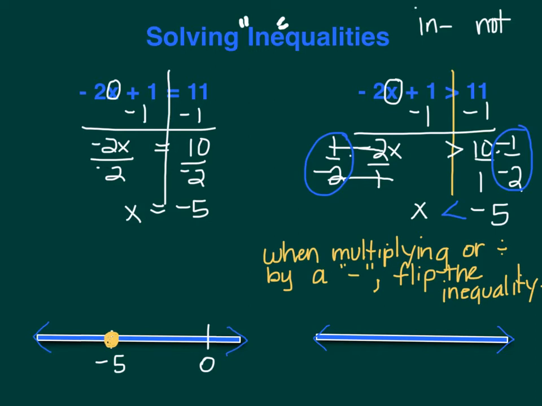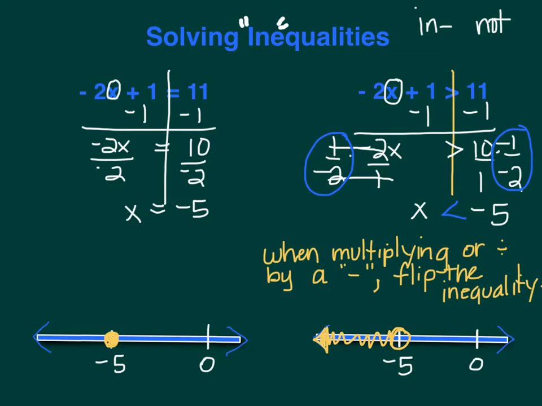Okay, now on a number line, I'm looking for all solutions of x that are less than -5. So I'm going to put on my -5 again. Here's 0. Here's -5. I want everything that's less than -5. So I don't want -5, but I want everything that's less than -5.